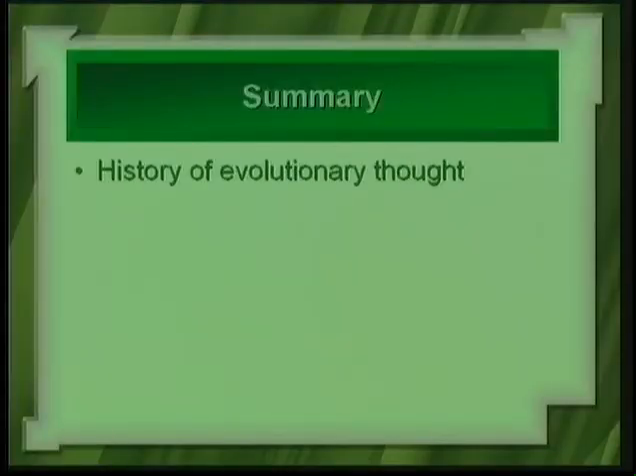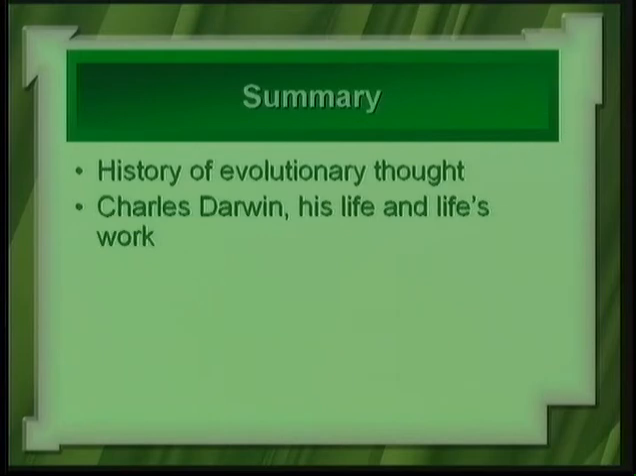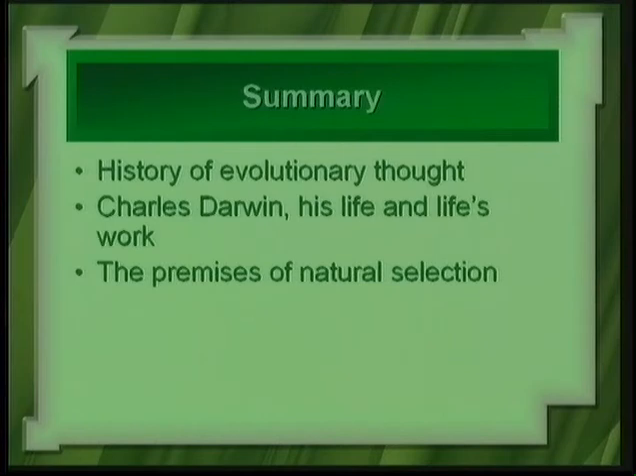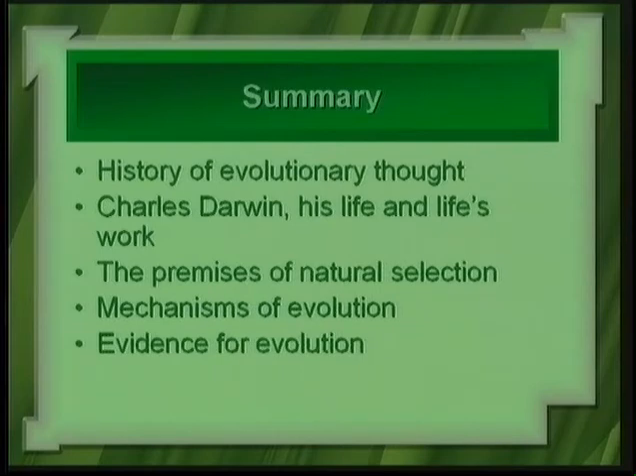Anyway, in summary, what did we learn today? For one thing, we talked a little bit about the history of evolutionary thought, the whole history of how people thought about where different kinds of organisms might have come from. We also talked about Charles Darwin, a very great man, his life and also his life's work. That probably was what he was put on earth to do. We talked about the premises of natural selection, the mechanisms of evolution, the evidence for evolution, and examples of evolution as well.